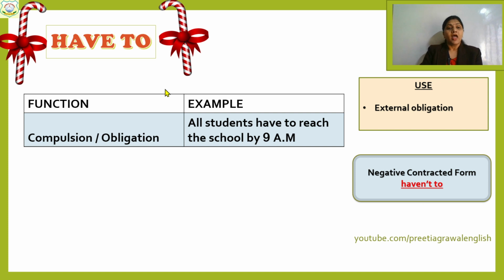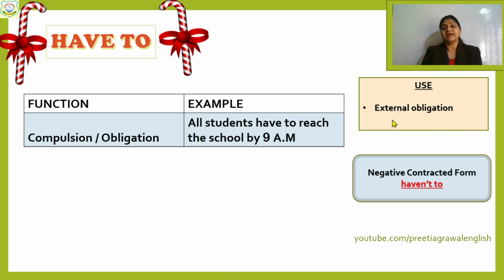Have to. Have to also has compulsion and obligation both. All students have to reach the school by 9 a.m. It means that whether the students are willing to reach or not, whether they are feeling lazy or they are sleeping or they just don't want to go to the school, whatever they want, it is compulsory. It is not up to their wish. If I have written have to, it means that there is a compulsion. All students have to reach the school by 9 a.m.